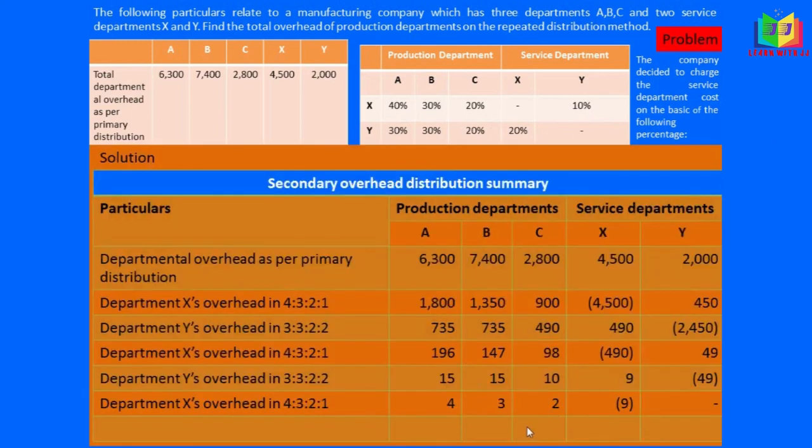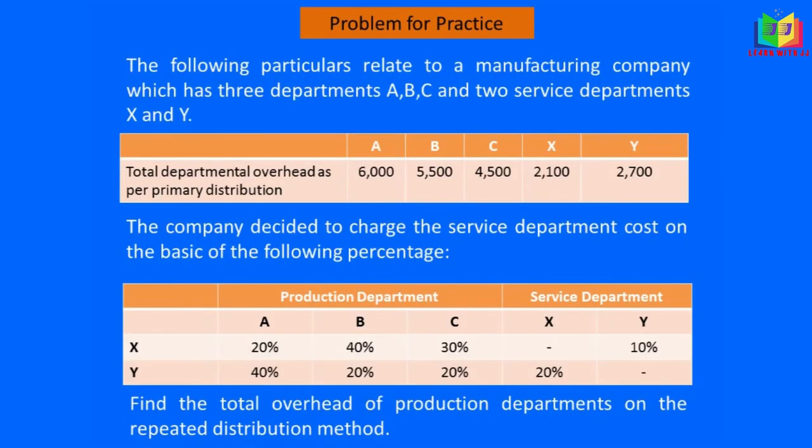Now we have to total it up. We add up the cost of A, the cost of B and the cost of C. I hope you are now clear with this repeated distribution method. I have given you a small problem to practice. Thank you for your patient listening.